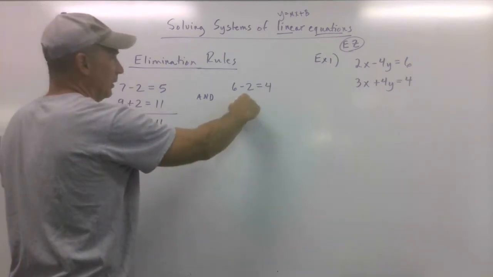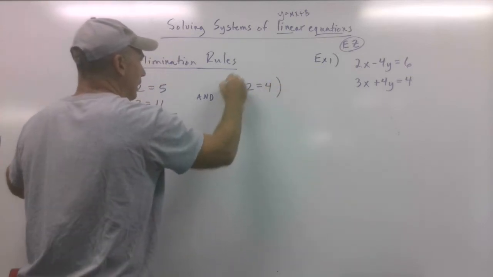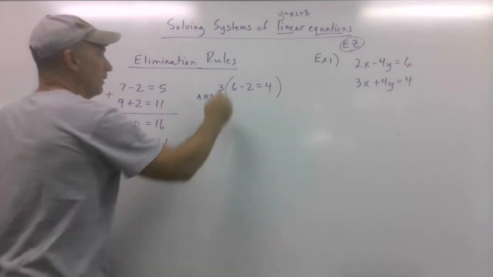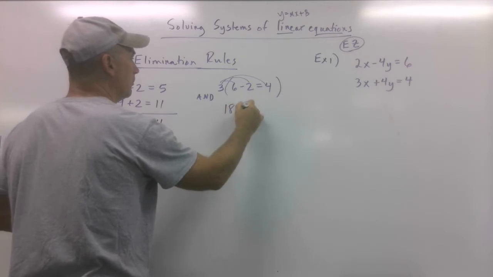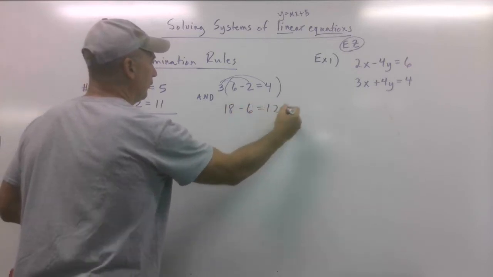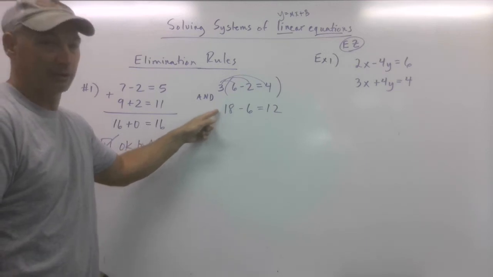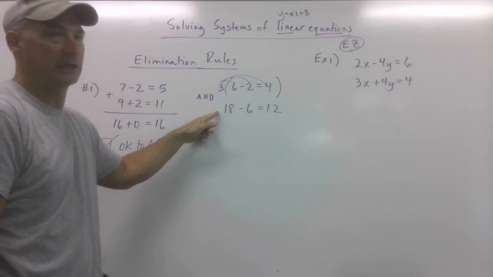Why do I have this sitting here? Well, this is true. Now, what if I multiplied all this by 3? I just grabbed a random number, 3. Distribute, distribute, distribute. I get 18 minus 6 equals 12. We get a different equation, but it's still true. So guess what that tells us? It's okay to multiply any equation you want at any time.